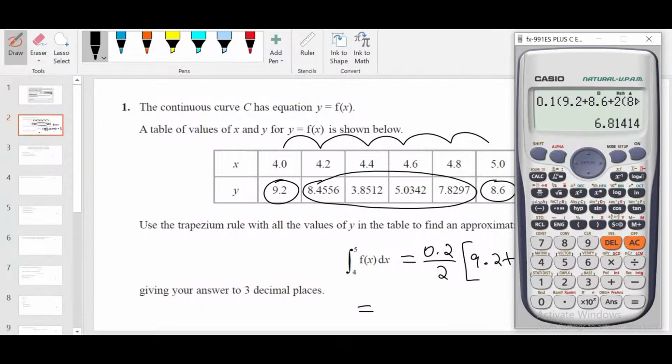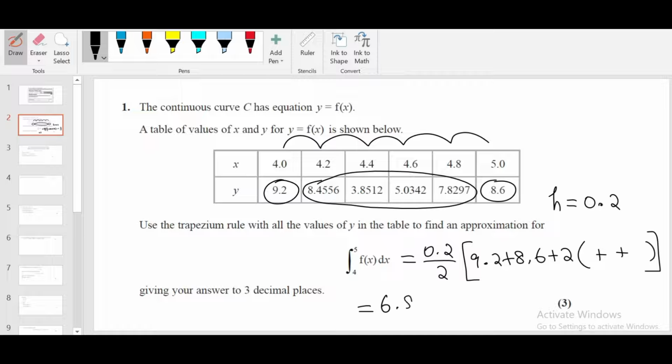That's the answer. They want the answer to 3 decimal places, so 6.814. That's all. So remember, whenever you apply the trapezium rule, make sure you mention the H separately. Let's move on to question number 2 now.